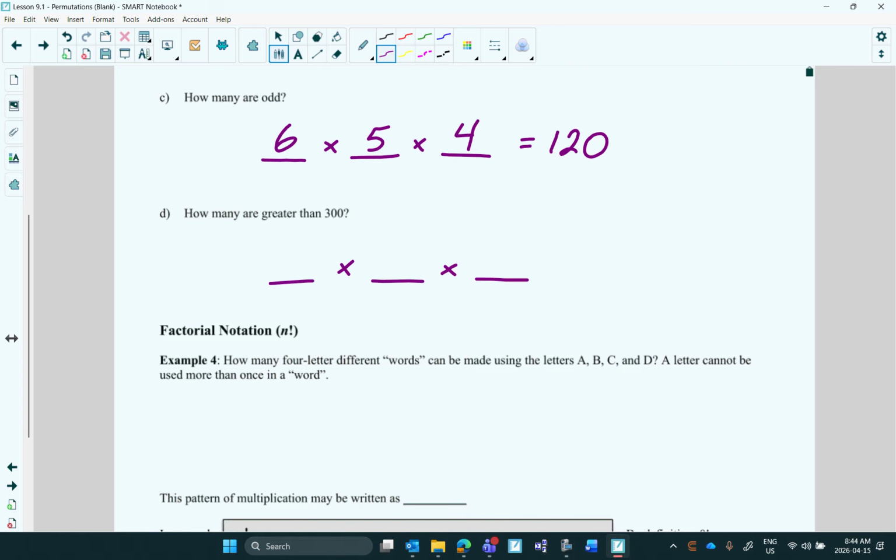Can't you use 3? It wouldn't be bigger than 300. Sure it will. 3, 4, 5, 6. Right. You could use 3, 4, 5, 6, or 7. So there are 5 possible choices for the first position.